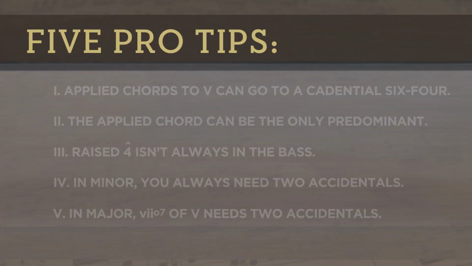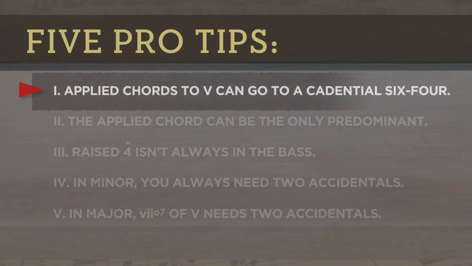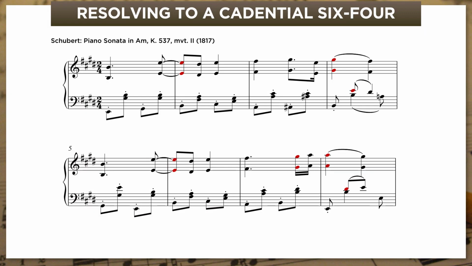Here are 5 pro tips about applied chords to 5. The first one is applied chords to 5 can also resolve to a cadential 6-4. Remember the cadential 6-4 from video 24? If not, go back and watch. Applied chords to 5 resolve to them all the time. Here is a parallel period from one of Schubert's A minor piano sonatas. The actual key here is E major. I want you to listen to it and just find the applied chord to 5.